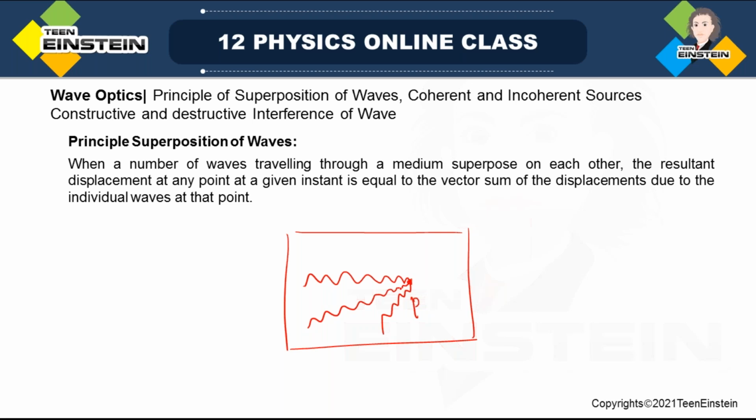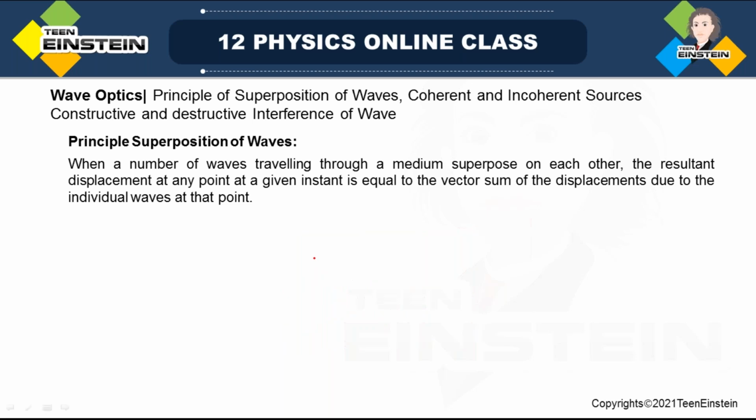Now you might be thinking, sir, what is the principle of superposition then? So the superposition principle states that when a number of waves traveling through a medium superpose on each other, the resultant displacement at any point at a given instant is equal to the vector sum of the displacements due to individual waves at that point. I'll just draw the same figure again. What does it mean? Let us see.